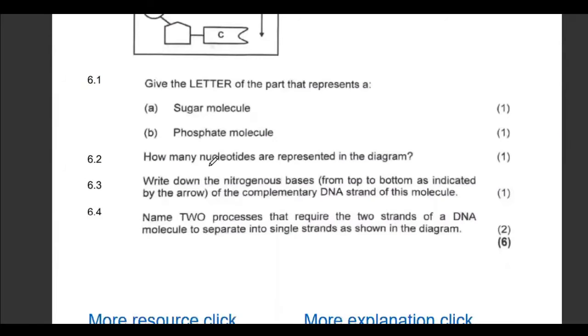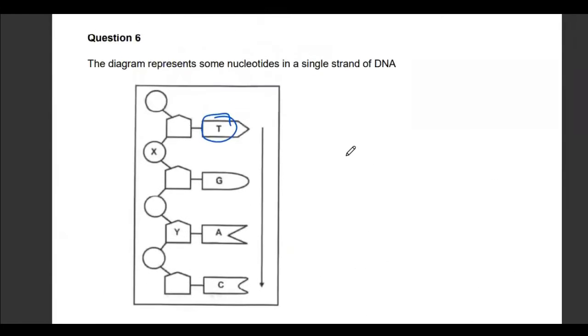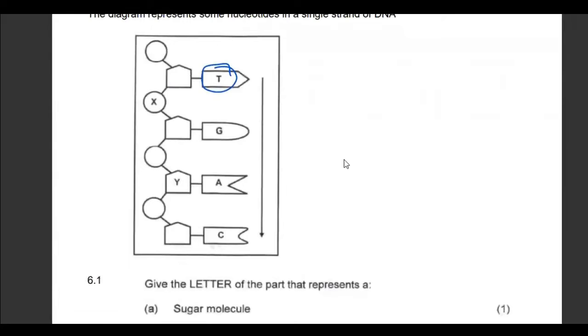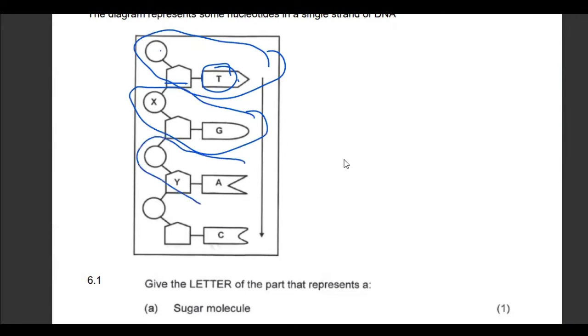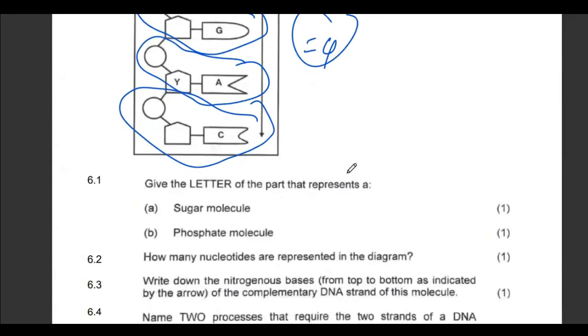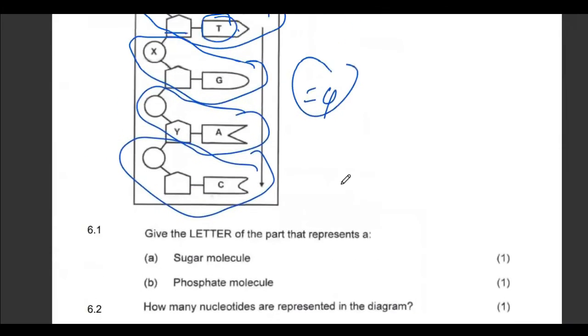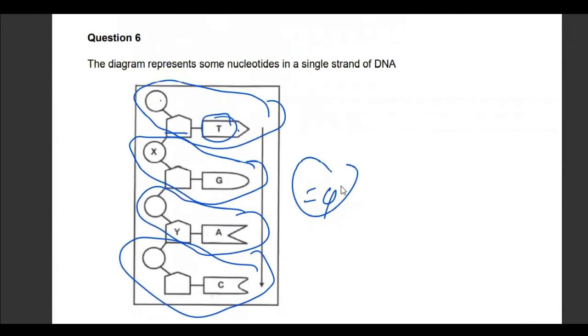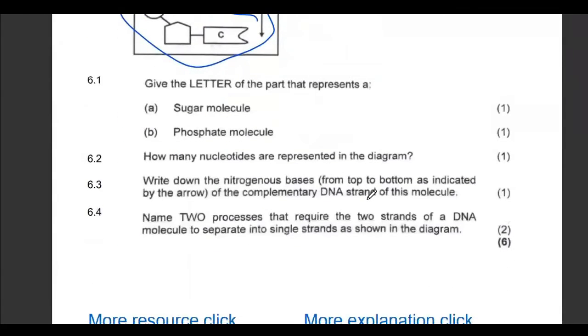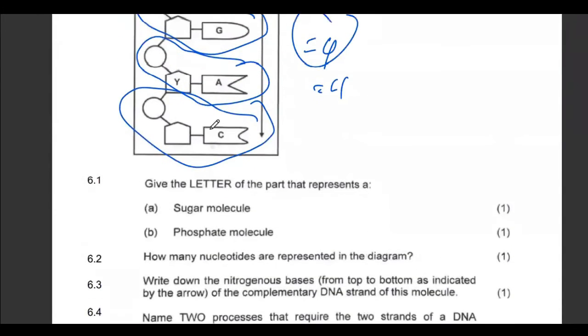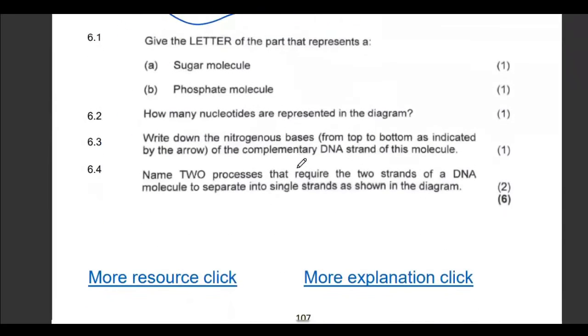Then they're asking how many nucleotides are represented in the diagram? Let's try to answer this. A nucleotide is a phosphate, a nitrogenous base, and a sugar. So this is the 1st nucleotide, the second nucleotide, the third nucleotide, and this is the 4th nucleotide. So the answer is 4 nucleotides. Then for phosphate molecules, you just count them: 1, 2, 3, 4. So the answer is also 4. Sugar molecules, there are 4 as well. This is the phosphate, and this is the sugar.